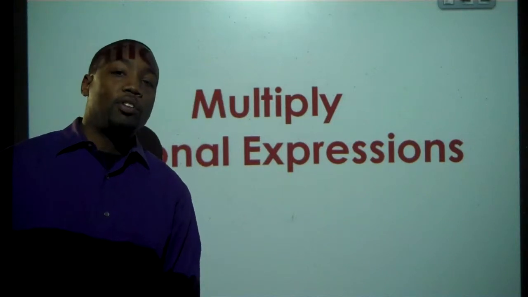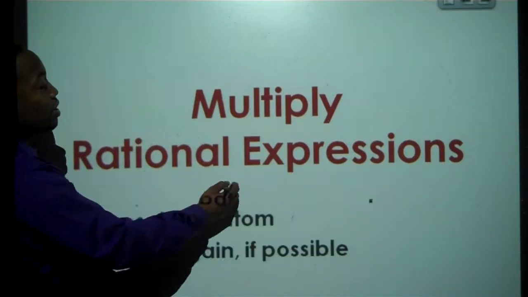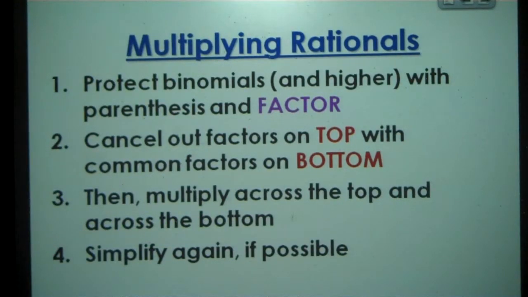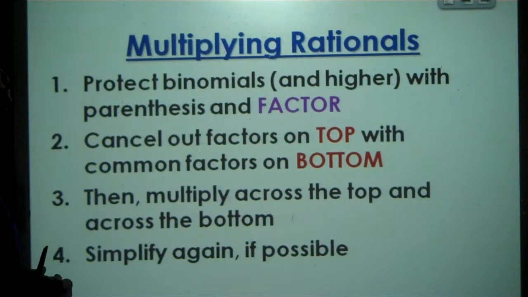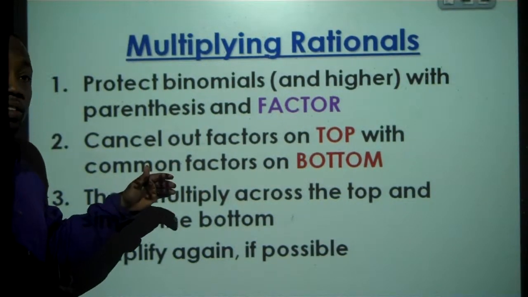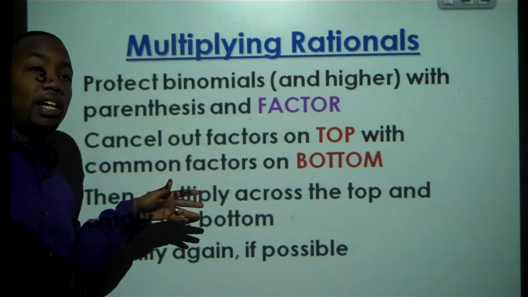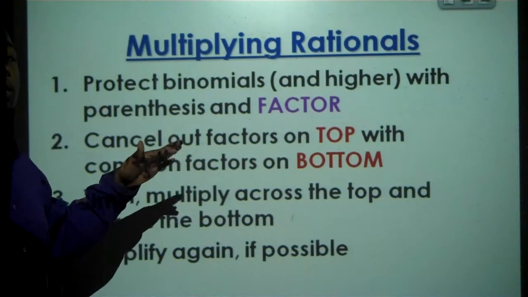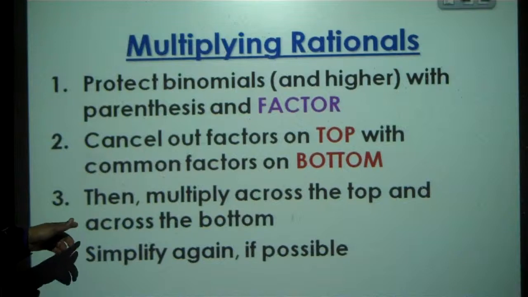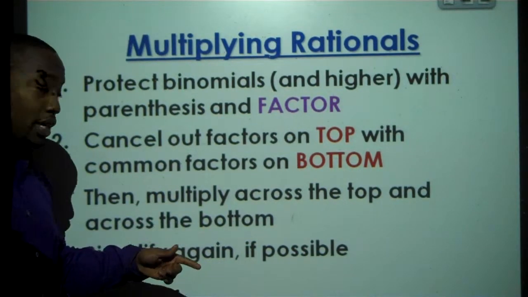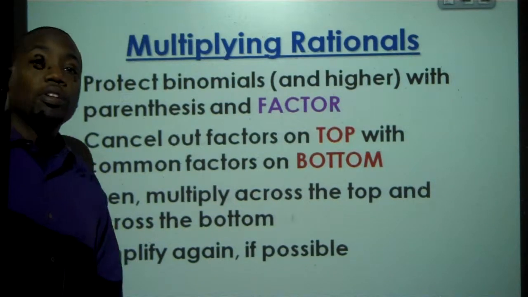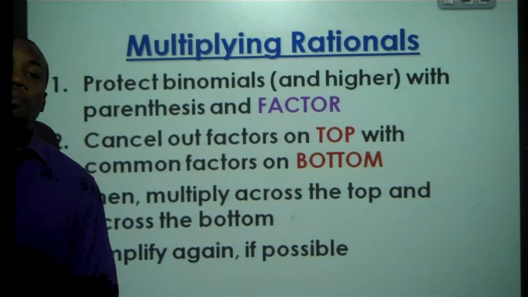First thing I'm going to do, like I always do, is start with the steps. The main thing you want to do is protect the binomials with parentheses and factor. Cancel out the factors on top and bottom that are in common. If it's on the top and the bottom, you cancel it out. If it's only on the top or only on the bottom, then you do not cancel it out. Then multiply across the top and across the bottom, and then simplify again if possible. So let's go over a couple examples.